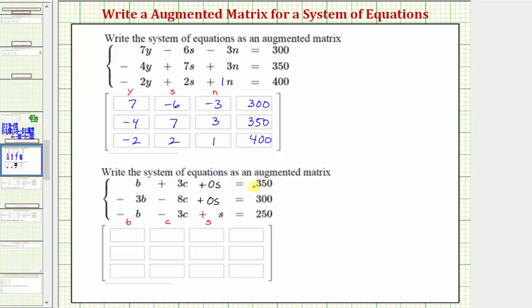So looking at the first equation and this first row, the coefficient of b is +1, so we have 1, +3, 0, and 350. The second row we'd have -3, -8, 0, 300. And for the third row we'd have -1, -3, +1, and 250. Again, each row represents an equation, and the columns represent coefficients.